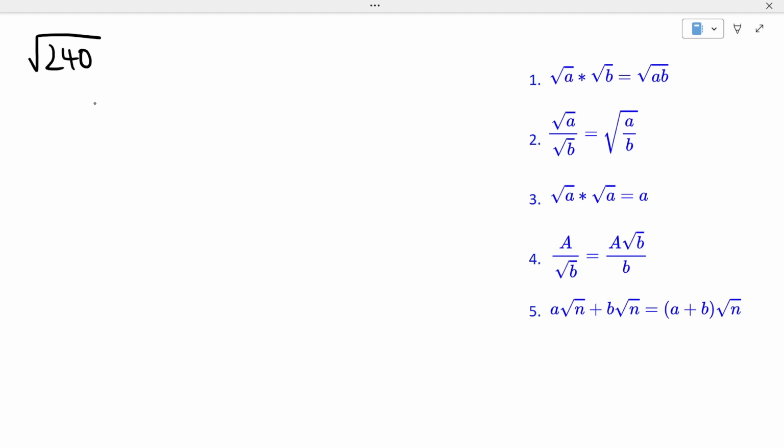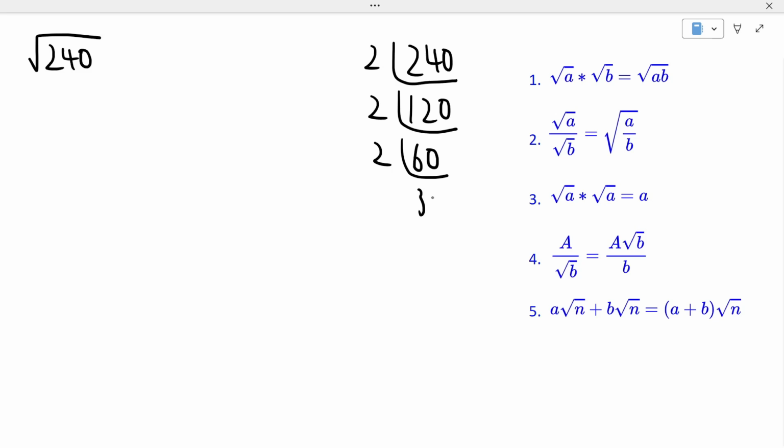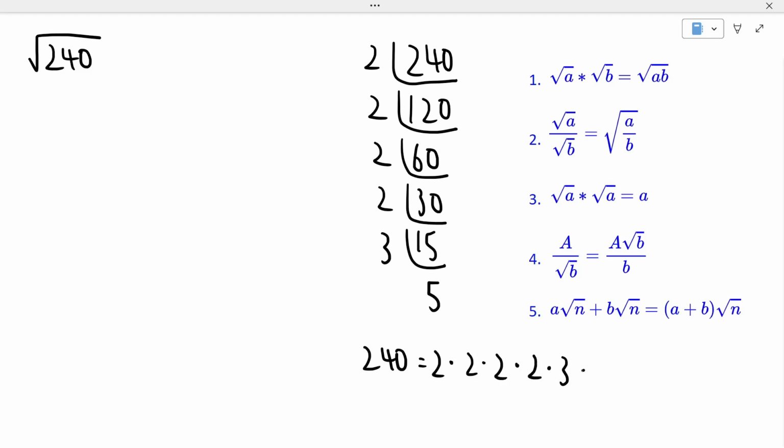To simplify the square root of 240, we first need to find the prime factorization of 240. 240 divided by 2 is equal to 120. 120 divided by 2 is 60, and 60 divided by 2 is 30. 30 divided by 2 is 15, and 15 is divisible by 3, and 15 divided by 3 is equal to 5. And 5 is a prime number, so we can't factor this any further. So the prime factorization of 240 is 2 times 2 times 2 times 2 times 3 times 5.